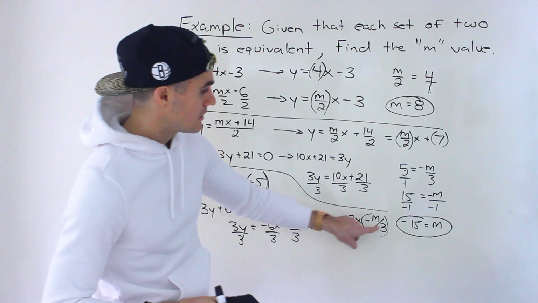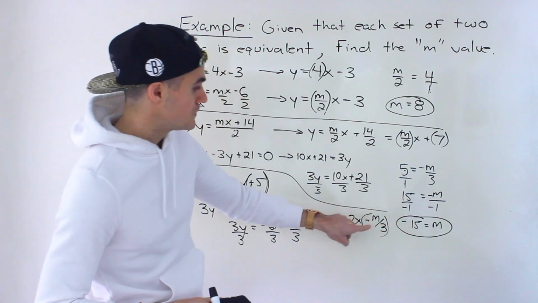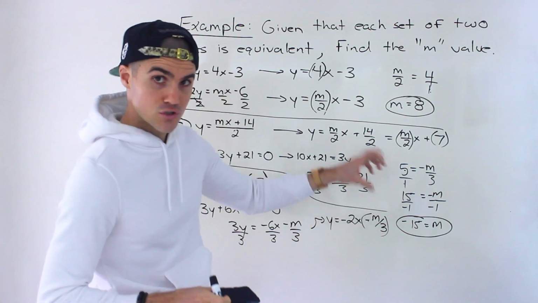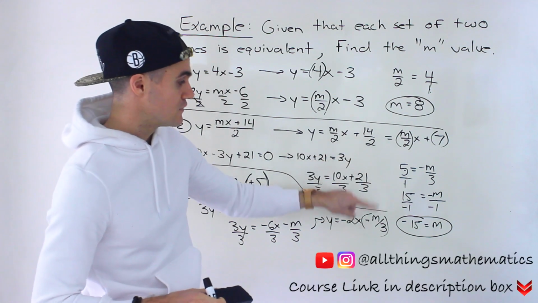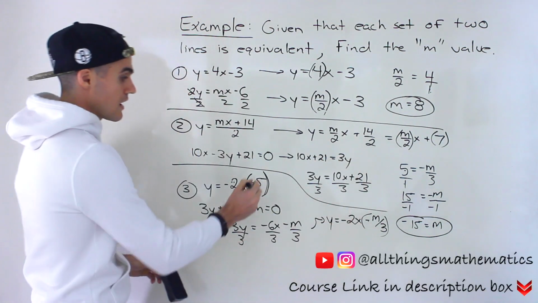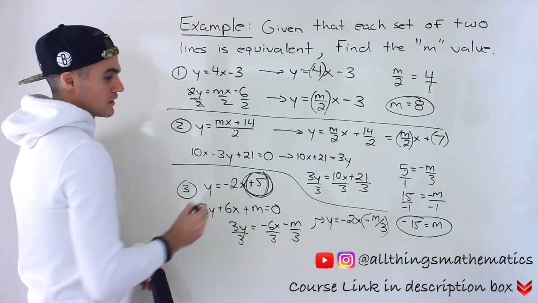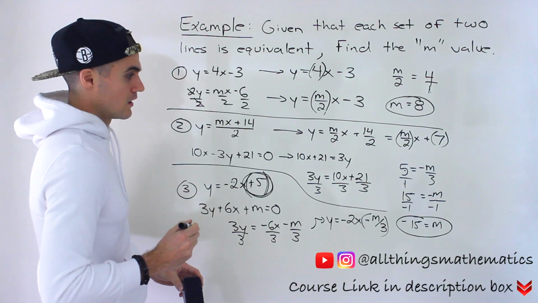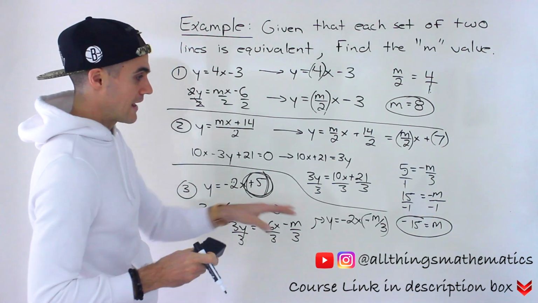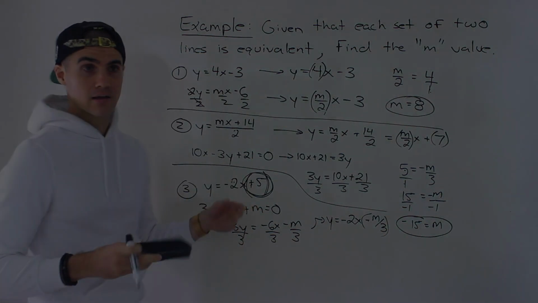And then you could check that here. So notice negative 15. The negative negative would turn into a positive. Then we'd have positive 15 over 3, which would give us positive 5. And then that would give us that right there. Right? So we could be pretty confident that that m value would make both of these lines equivalent.